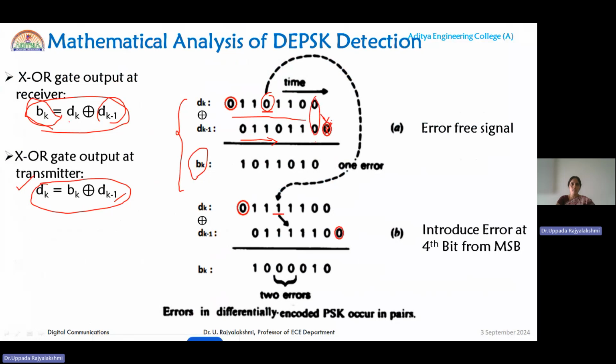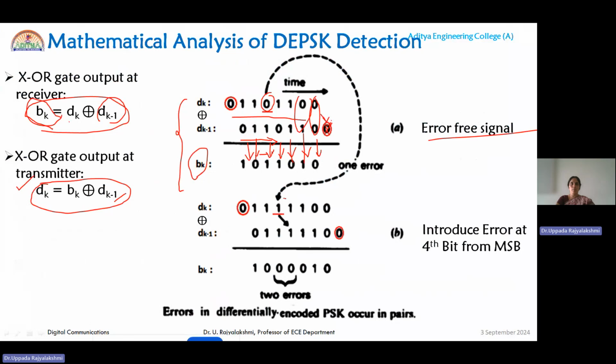Now let us take the XOR of all the bits. 0, 0, it is 0. Similarly 0, 1, you can see the output is 1 because of different inputs. Similarly, for same inputs the output is 0, for different inputs the output is 1. Like that, for the same input again 0, for different inputs the output is 1. Like that you obtained the binary sequence. This is the error free signal.